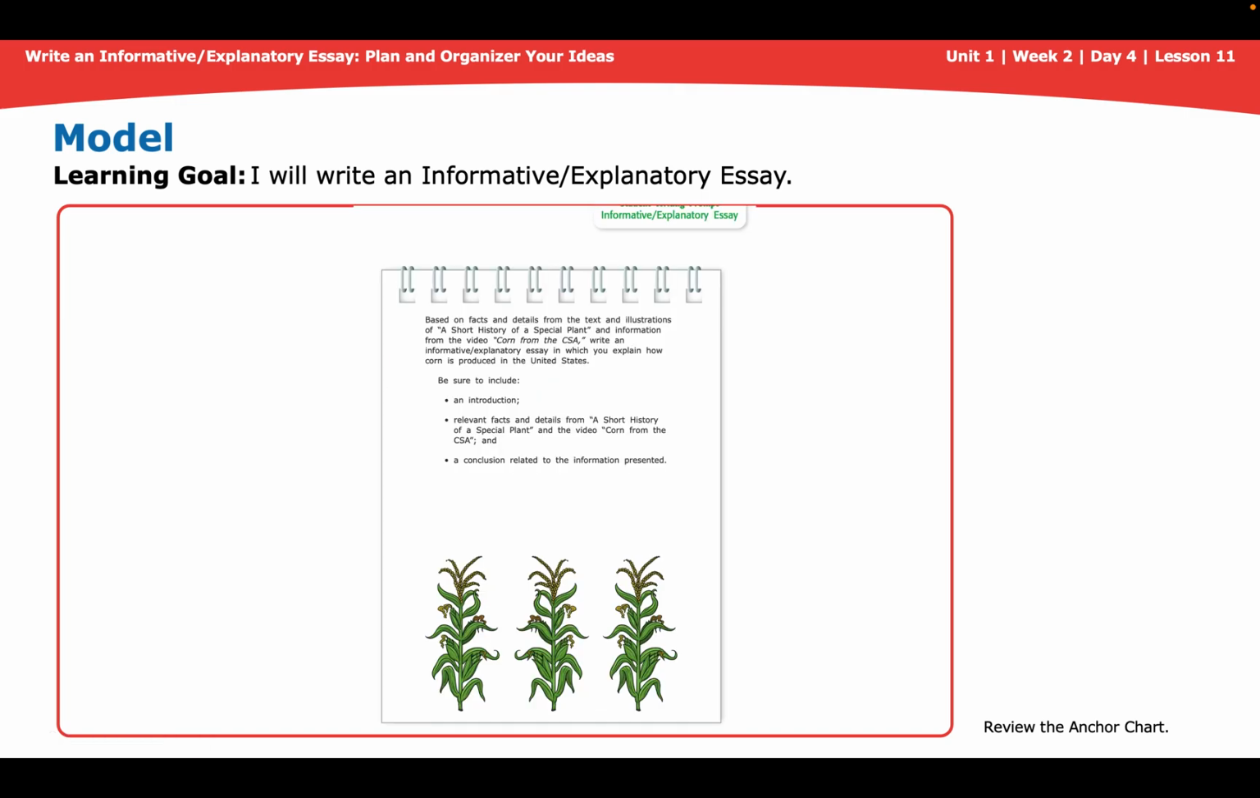Okay, so this is the prompt that we are writing to. It says, based on facts and details from the text and illustrations of A Short History of a Special Plant and information from the video Corn from the CSA, write an informative/explanatory essay in which you explain how corn is produced in the United States. So your task is to write and explain how corn is produced in the United States. Be sure to include an introduction, relevant facts and details from A Short History of a Special Plant and the video Corn from the CSA, and then you need to have a conclusion related to the information presented.